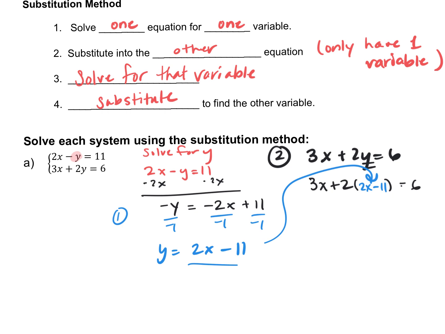Okay, and then step 3 says solve for that variable. So I should only have x's there, and that's all I have. So we're going to combine like terms by distributing. 2 times 2 is 4x. 2 times -11 is -22 equals 6. Uh-oh, where's my 6? Oops, I must be off the board. Guess you can't write too far away.